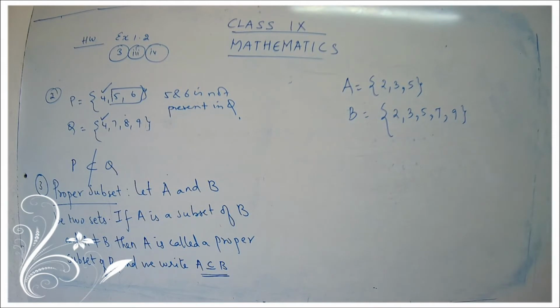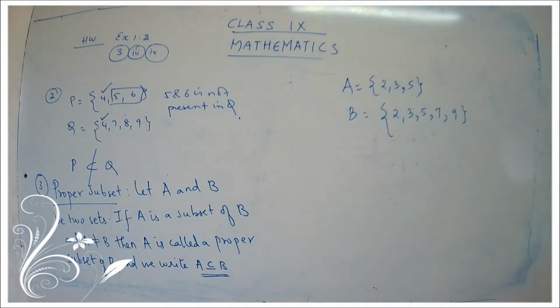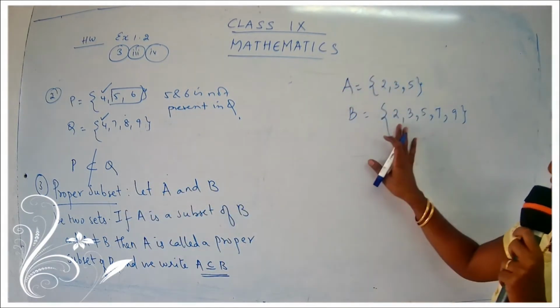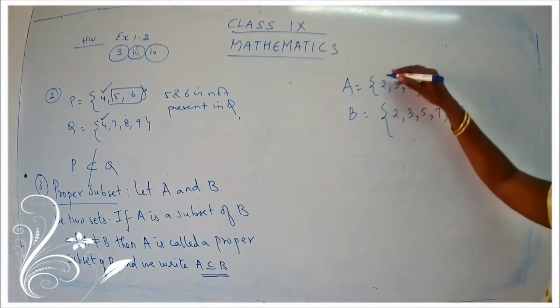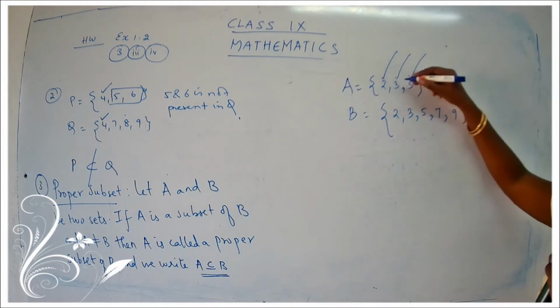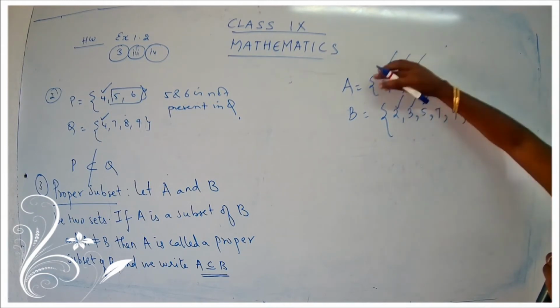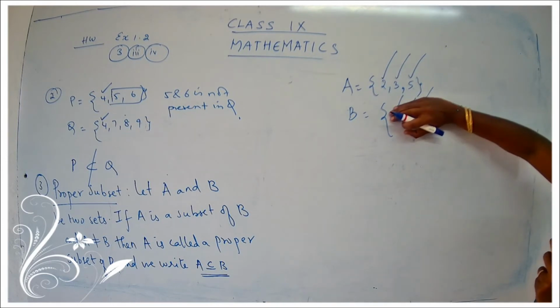So what are the two sets we are considering over here? I have taken a set A, which is 2, 3, 5. What are the members of B? 2, 3, 5, 7, 9. The two conditions that you have to focus on for proper subset: A and B are two sets. If A is a subset of B, that means every element of A is an element of B. So this is a subset.